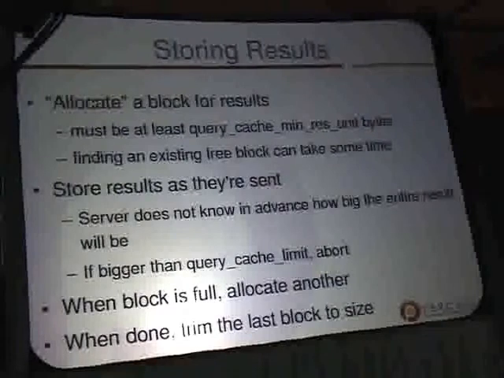So initially, when MySQL is storing a result, it allocates a block of a size that you can configure. So you can set the query cache min result unit configuration variable, and that is how big of a chunk, aka block, MySQL will initially allocate to put the query into.